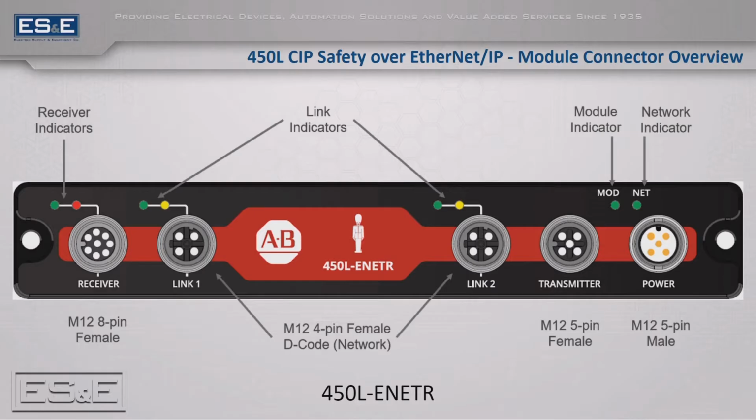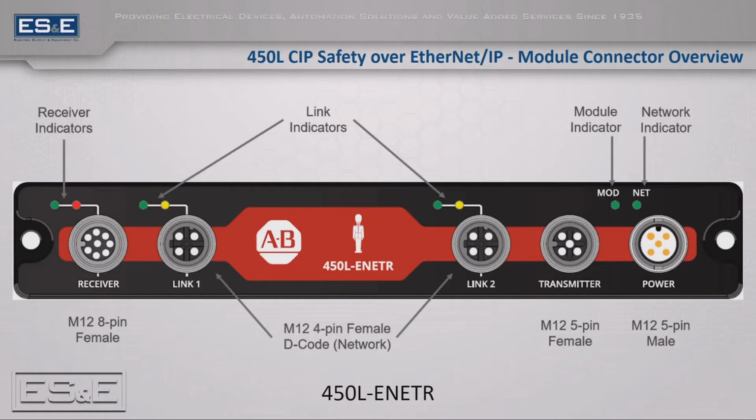This is really the main difference. This device, and also the receiver plug-in module, is the main difference from the discrete wired version. So now you still plug in your receiver and your transmitter to these M12 connectors.